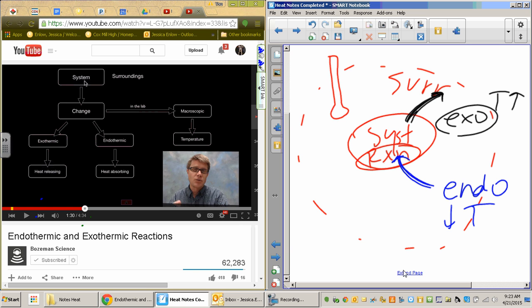Okay, so these thermometers are going to be useful for us to read the temperature changes, because we obviously can't see the energy particles scooching through the system and surroundings. So this is what he's talking about. Exothermic, increasing temperature. Endothermic, the system gets more energy, but the surroundings that you're measuring are decreasing in temperature.